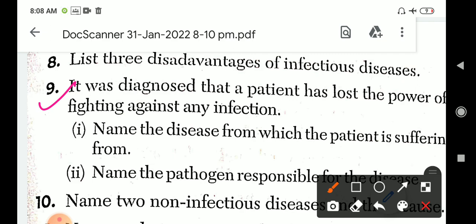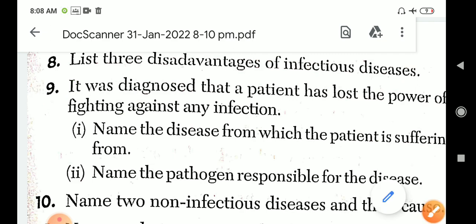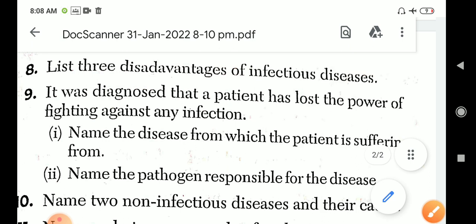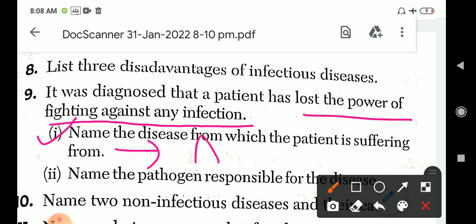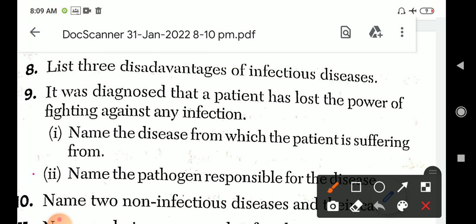It was diagnosed that a patient has lost the power of fighting against any infection. Name the disease from which the patient is suffering. Lost the power of fighting against any infection means the immune system is very weak, has become weakened. So the disease may be AIDS, right? Now next is: name the pathogen responsible for the disease. Then it is the HIV virus.